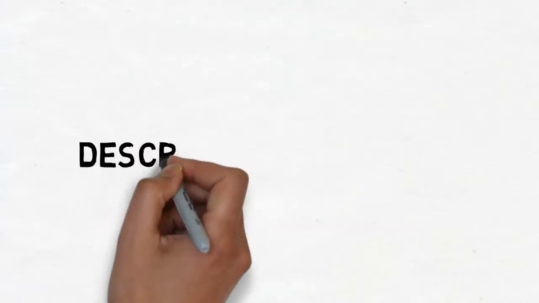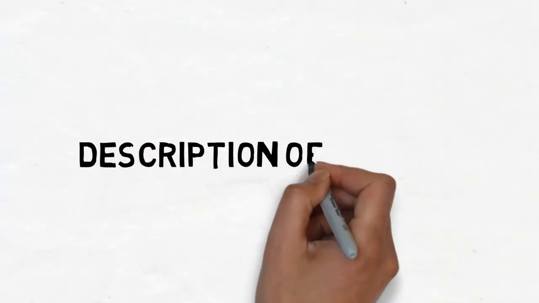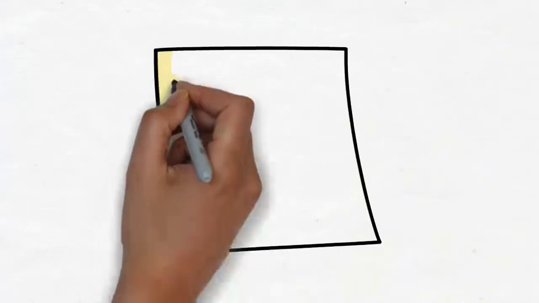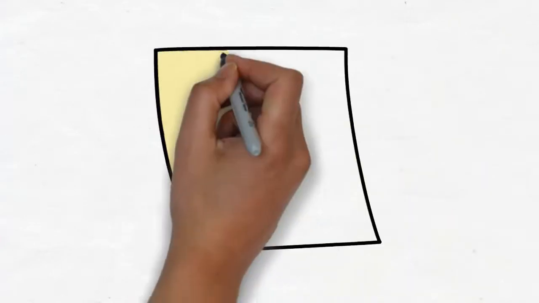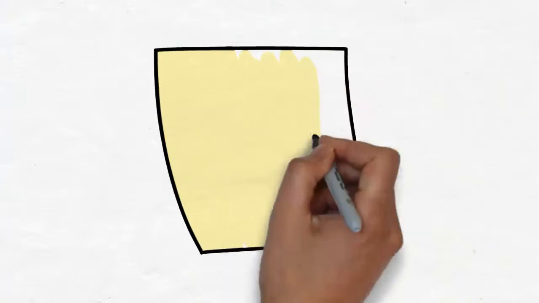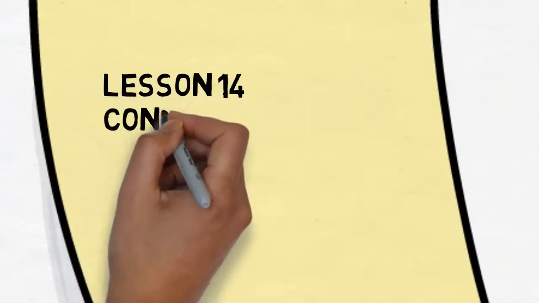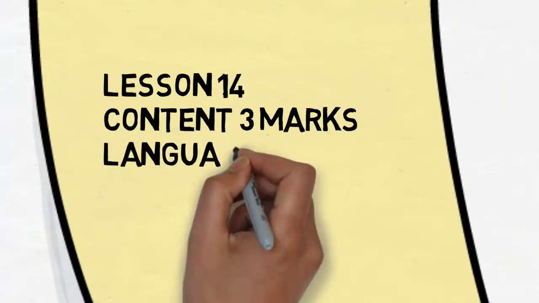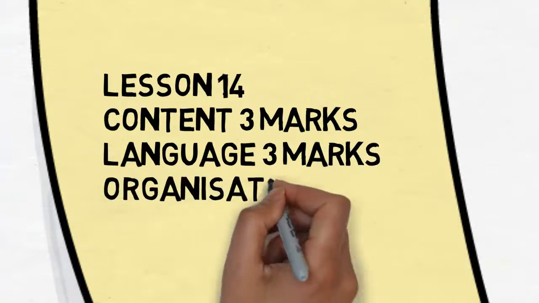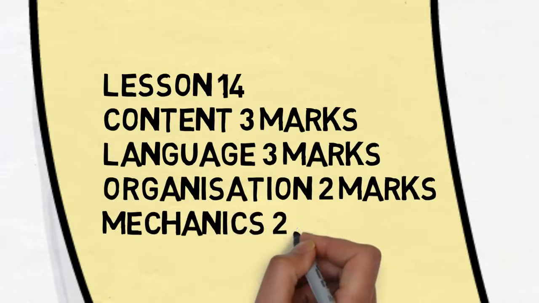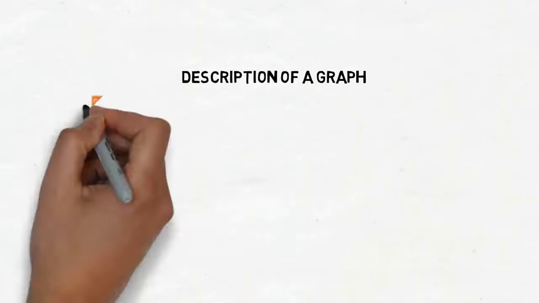Today we will be discussing test number 14, which is description of a graph. In your O-level paper, you might be getting a description of a graph, where you might be asked to write a description for any type of graph. You will be awarded 10 marks in total and you might have to write 100 words to score that. You will be getting 3 marks for your content, 3 for language, 2 for organization and 2 for your mechanics.